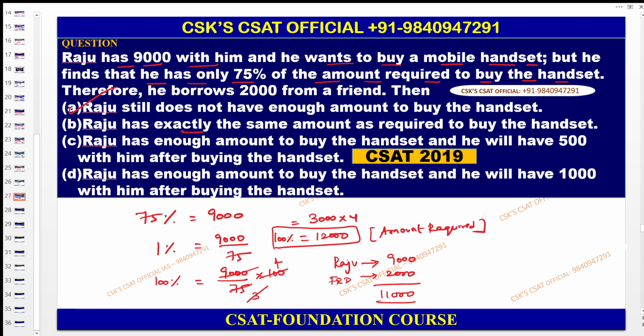Raju has exactly the same amount as required to buy? No. The amount required is 12,000, but he has only 11,000. Therefore, this is wrong. Raju has enough money to buy the handset, and he will have 500 with him after buying? No, since there is a shortage of money. Enough money, and he will have 1,000 rupees after buying? No, shortage of money. Everyone understood?